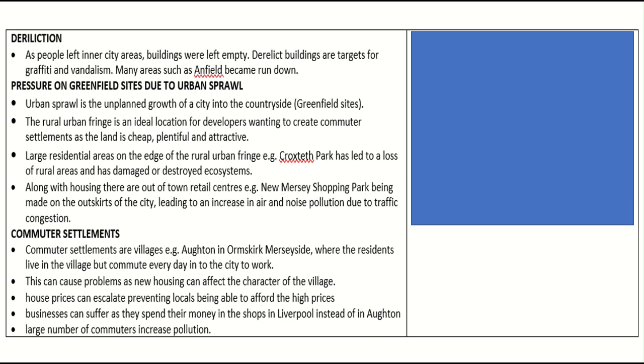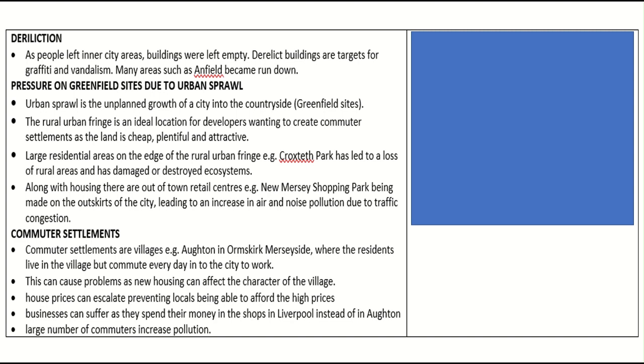And finally, we've had the growth of something called a commuter settlement. Now, commuting just means travelling to work. So a commuter settlement is a settlement where most people travel out of that area to go to work. So Alton in Ormskirk is where most people who live in that village will commute every day to Liverpool to go to work. Most people will leave Alton to go to Liverpool for work.